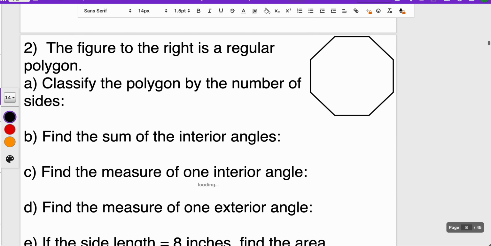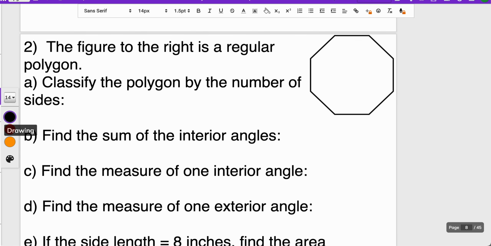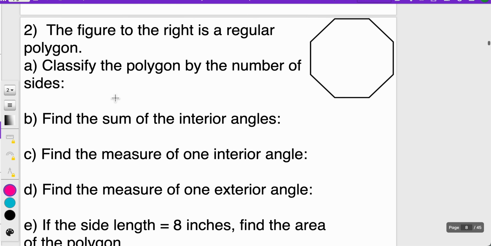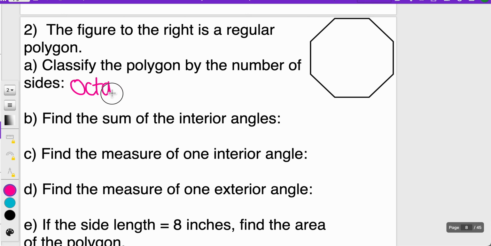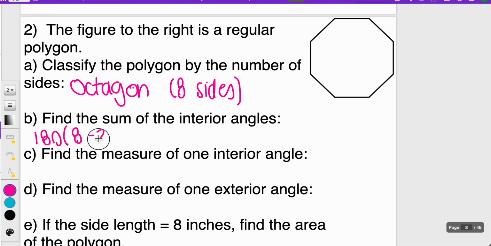Okay? Next up, we're going to talk about some regular polygons. So first, classifying the polygon is an octagon because it's got 8 sides. The sum of the interior angles, remember we can find that by doing 180 times the number of sides minus 2. So 8 minus 2, so 180 times 6 would give us 1,080 degrees.